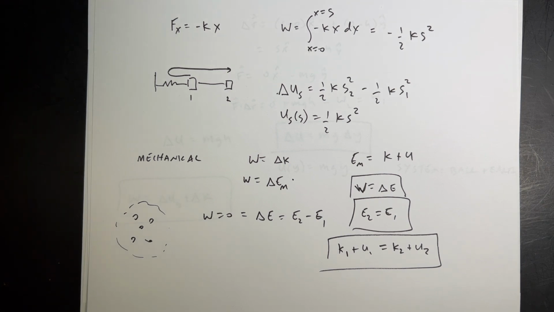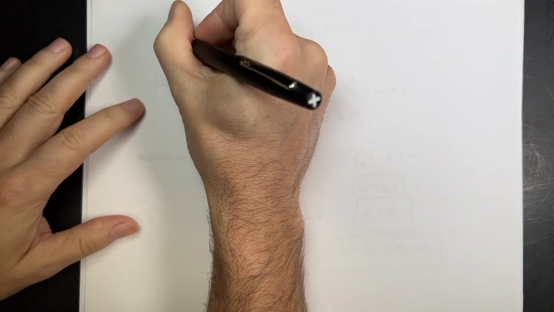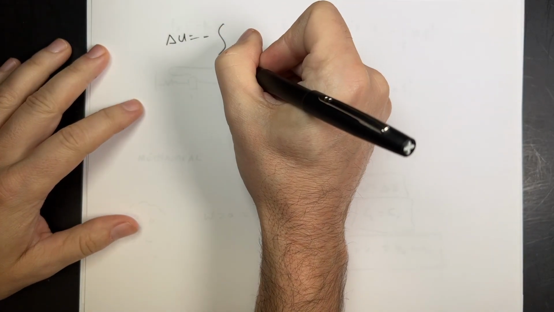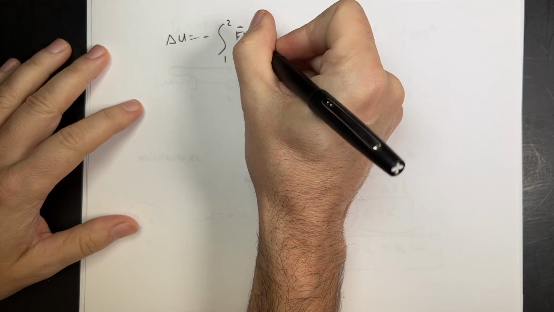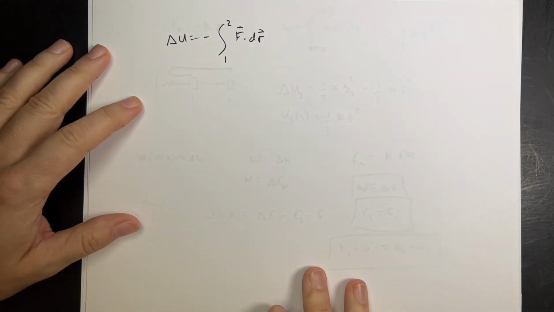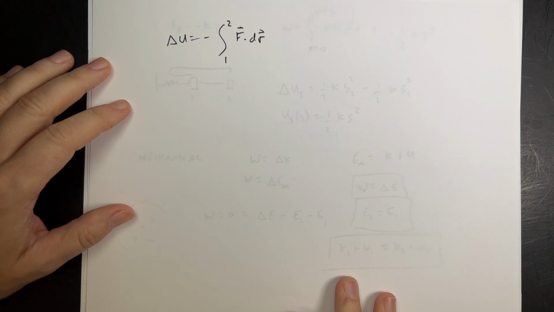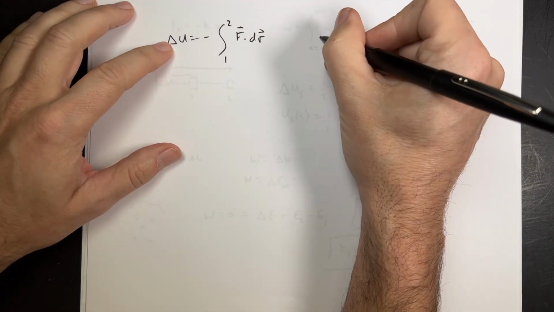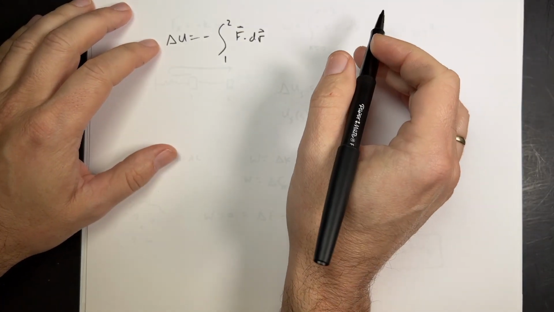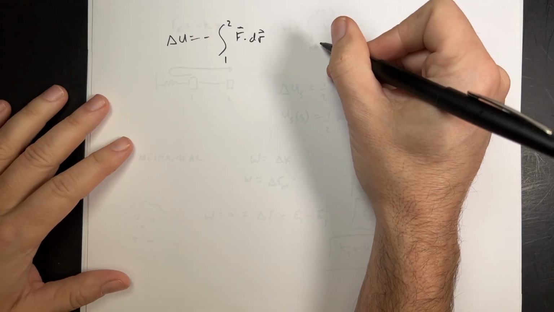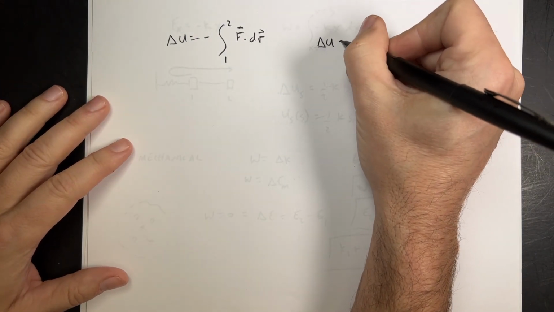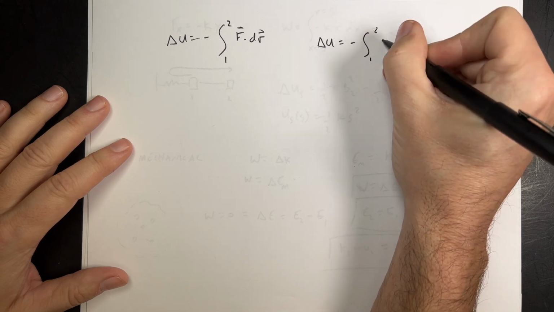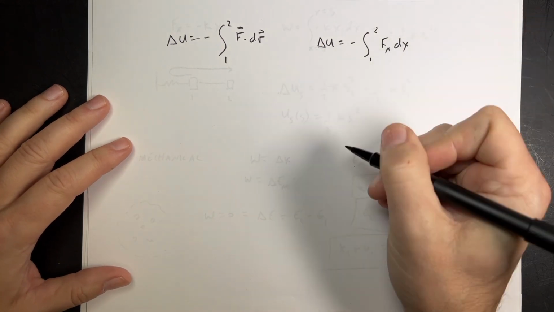Okay, I want to talk about something that comes up. Let me do this real quick and then I'll show you. Here we have delta U as the integral from point 1 to point 2 of F dot dr. That's our definition of the change in potential. So what if I take the derivative of both sides? This is a little weird, but I'm going to do it anyway. Let's do this in one dimension, so it's only moving in the x direction. I have delta U is negative integral from 1 to 2 of Fx dx.